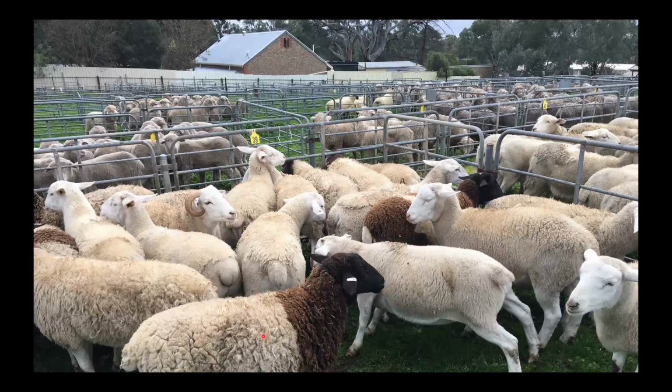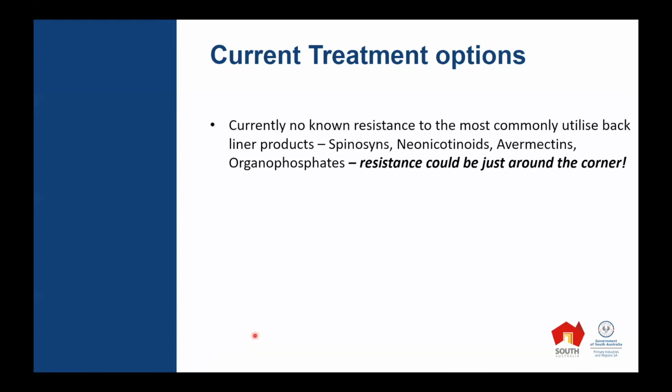So your current treatment options remain pretty static at the moment. There's no known resistance to the most commonly utilised backliner products, so your sminosins, your neonicotinoids and your ivermectins. They're the actives in your most common backliners that you'd all be familiar with, and there's still organophosphates on the market. What we need to be wary of is that resistance could be just around the corner.